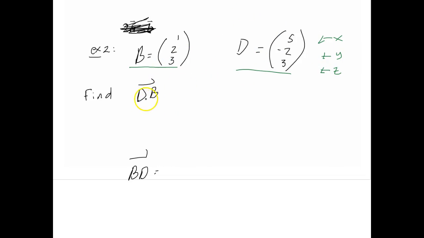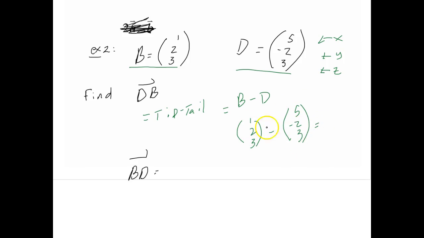So right here, if I want to find the vector DB, remember tip minus tail. So that's going to be, we're going from D toward B, so my tip is B. So it's going to be B minus D. So that's going to be 1, 2, 3 minus D, which is 5, negative 2, 3. Subtract the corresponding parts, so 1 minus 5 is negative 4. 2 minus negative 2, double negative makes a positive, so 4. And 3 minus 3 is 0. And that is the vector DB.